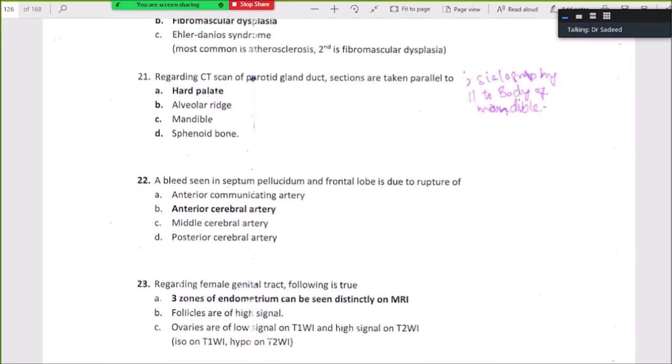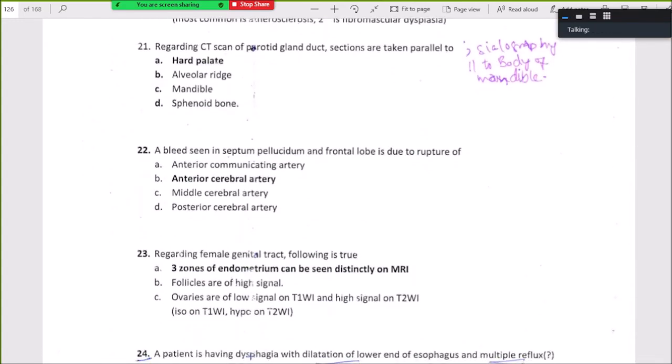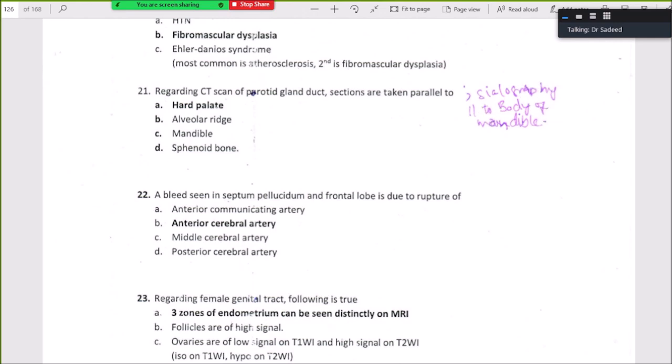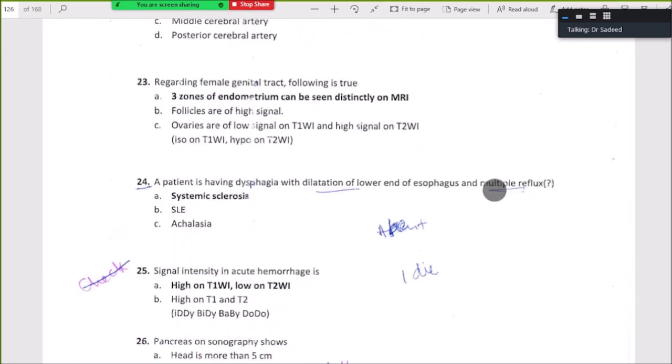Question 21. CT of parotid duct: sections are taken parallel to hard palate. Sialography is parallel to body of mandible, and CT parotid duct is parallel to hard palate. 22. A bleed seen in septum pellucidum and frontal lobe is due to rupture of anterior communicating artery.